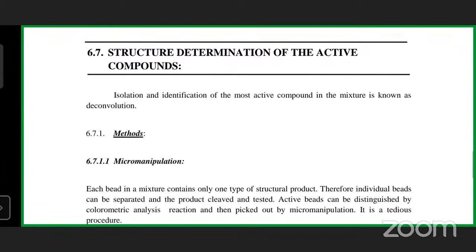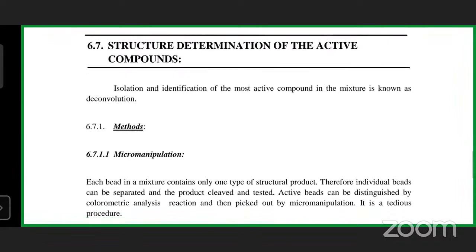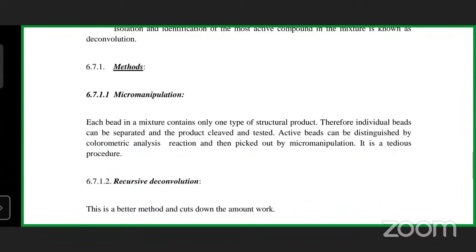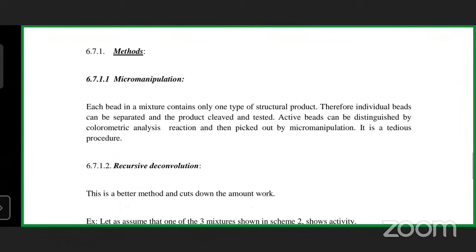So what are the methods involved in the structural determination of the active compound? You can see, right? So the methods involved in this structural determination of the active compound. The first method is the micro manipulation, right? So the micro manipulation, generally the micro manipulation.